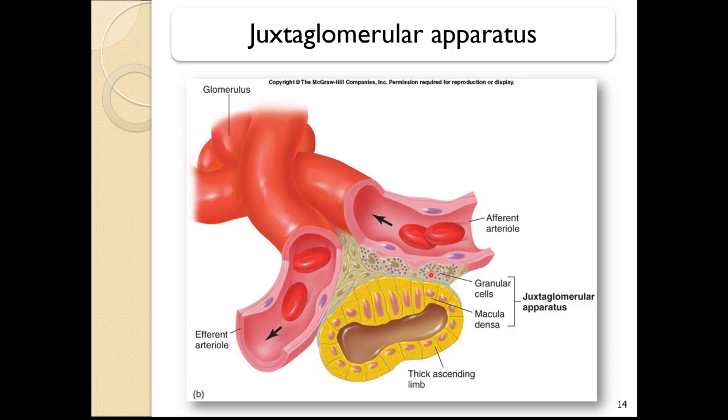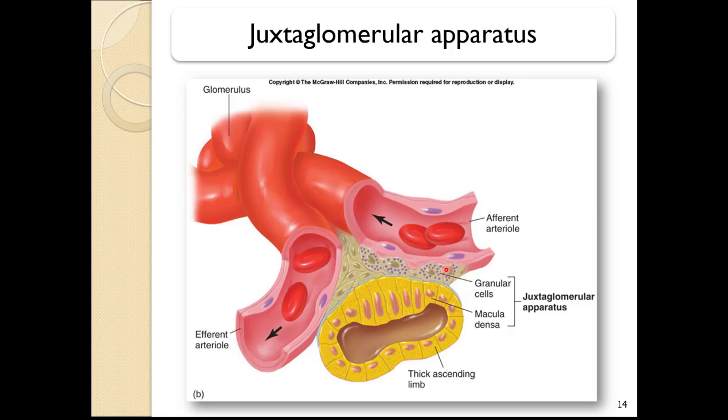There are two different types of cells that make up the JG apparatus. They're granular cells and macula densa cells. The granular cells produce renin. And so you should write that down. Granular cells of the JG apparatus produce renin. They do this based on baroreceptor feedback. So they're actually looking at blood pressure out here as well as blood volume in order to decide if they're going to produce renin.